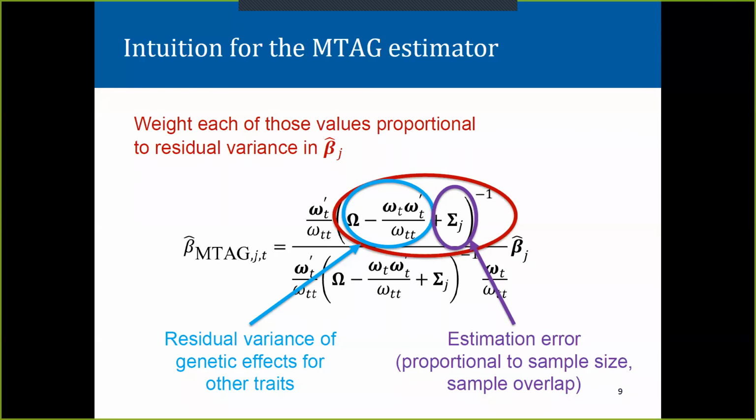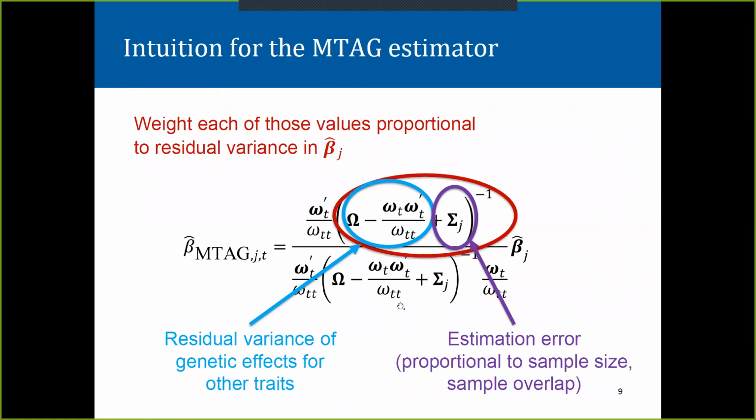And so if there's a lot of noise in the GWAS estimates for a particular trait, that means sigma will be large, and that's going to put less weight on that particular trait, just as we want, because we don't have a lot of confidence in those estimates. We don't want to put a lot of weight on it. The first term is the residual variance in the genetic effects.